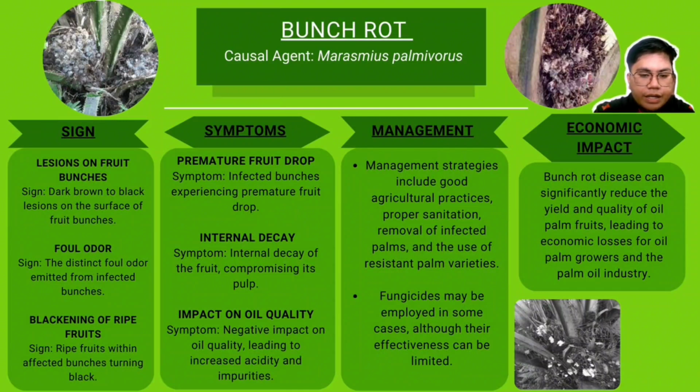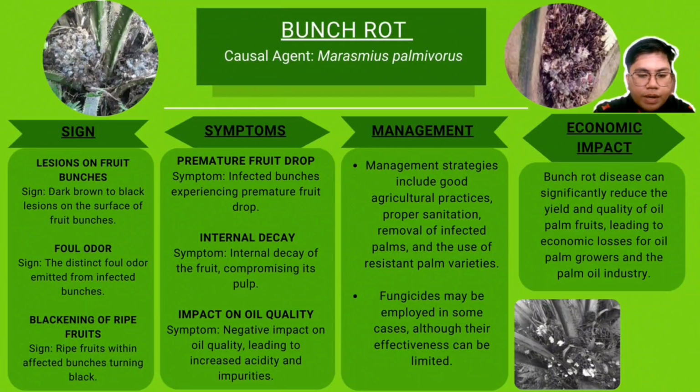The indicators involve lesions on fruit branches, characterized by dark brown to black marks on the surface. Additionally, there is a foul odor emanating from infected branches. Finally, the ripe fruits within affected branches undergo blackening. Simultaneously, for the symptoms, there is premature fruit drop affecting affected bunches. This is followed by internal decay, jeopardizing the fruit's pulp. Moreover, there is an adverse effect on oil quality, resulting in elevated acidity and impurities.